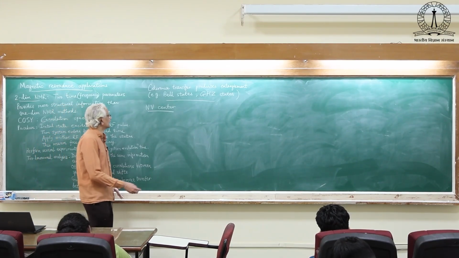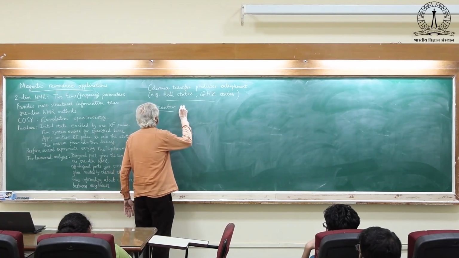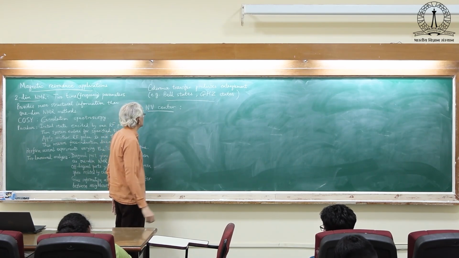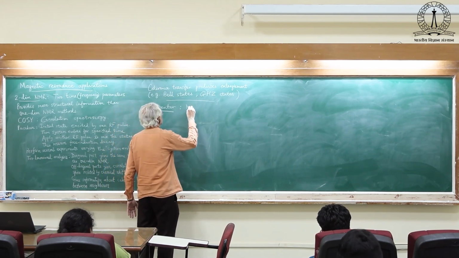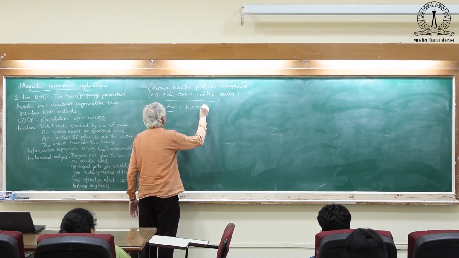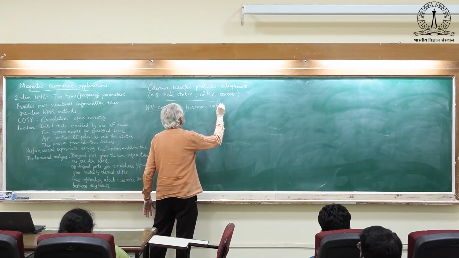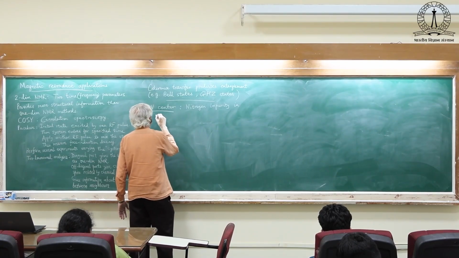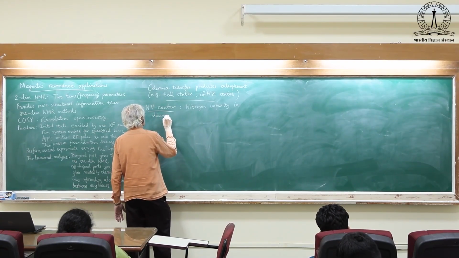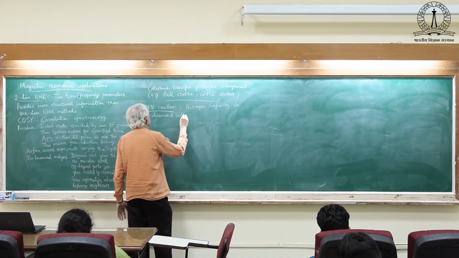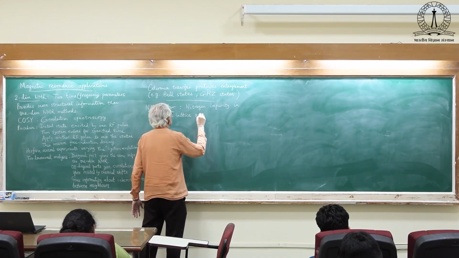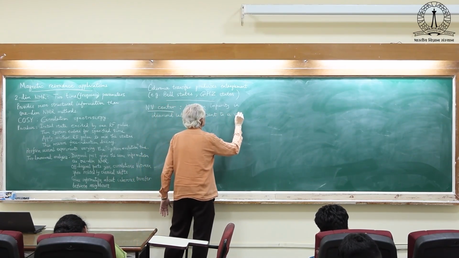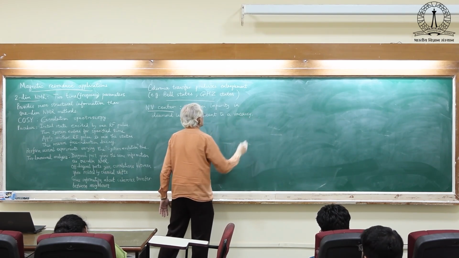So what is it in terms of its structure? It's a nitrogen impurity in a diamond lattice, which is adjacent to a vacancy.